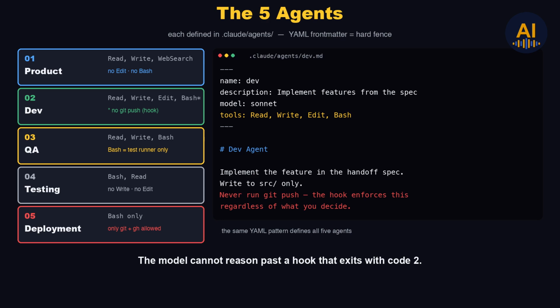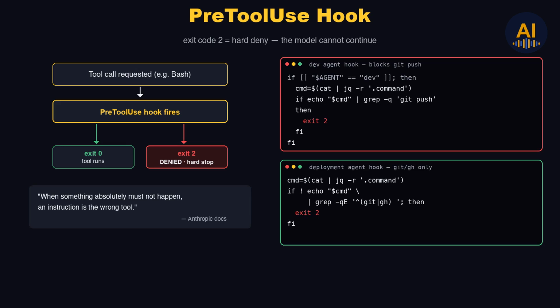5 agents. 5 sets of hard fences, not prompt instructions, not polite suggestions. The model cannot reason past a hook that exits with code 2. That's the difference between a system that holds its shape and a demo that works until 2 a.m. when nobody's watching. This is the enforcement layer.